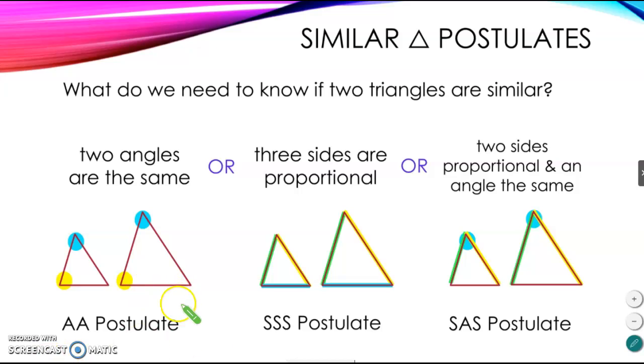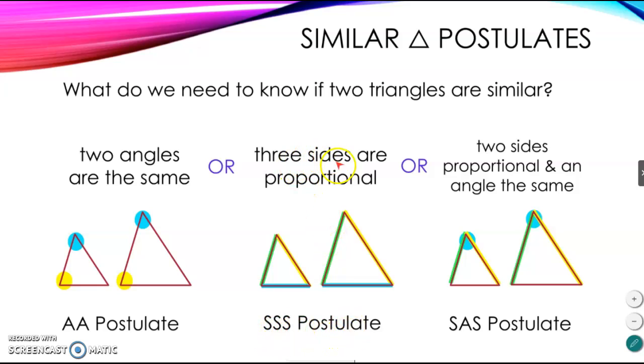So it turns out there are several similarity postulates that are going to work with determining if triangles are similar or not. We already talked about the angle-angle postulate. If we know that two angles are the same in each of the triangles, then they are similar to each other. The second one is the side-side-side postulate.